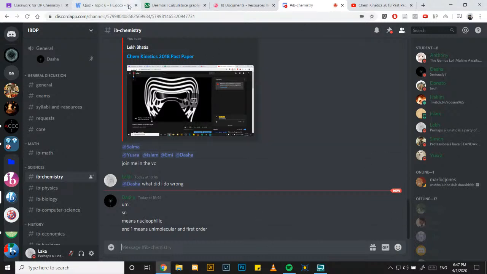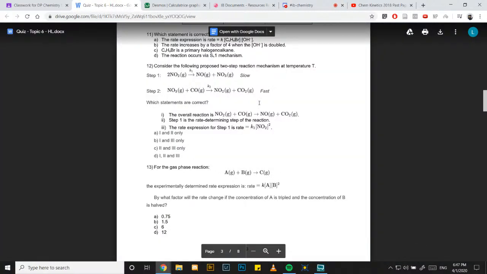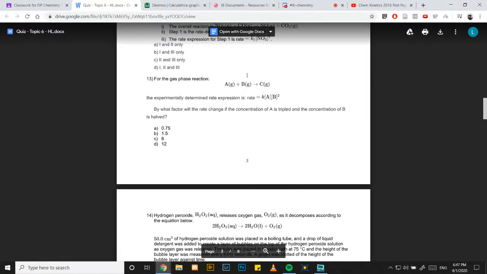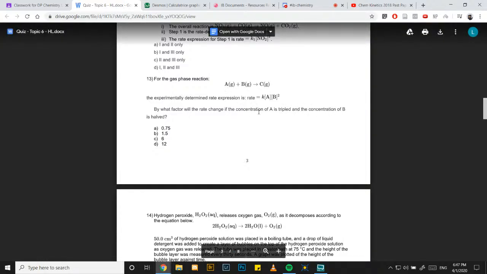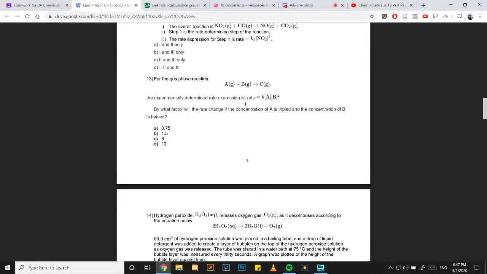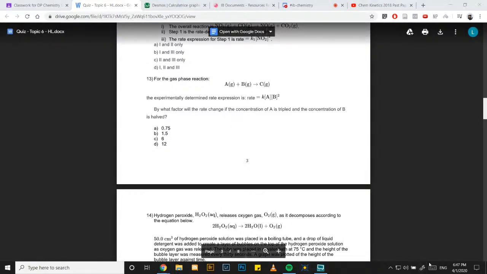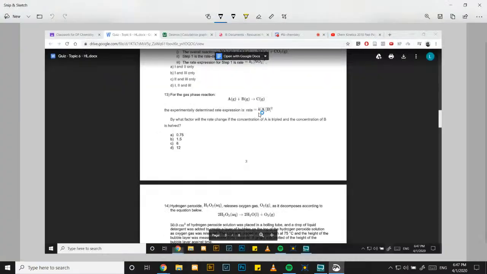It's okay. Chill. For the gas phase reaction A gaseous plus B gaseous to C gaseous, the experimentally determined rate expression is rate equals k times A times B squared. By what factor will the rate change if the concentration of A is tripled and the concentration of B is halved? The way that we can figure this one out is we can literally just check what the rate's going to be. So the new rate is going to be this. We can make the changes as we like.